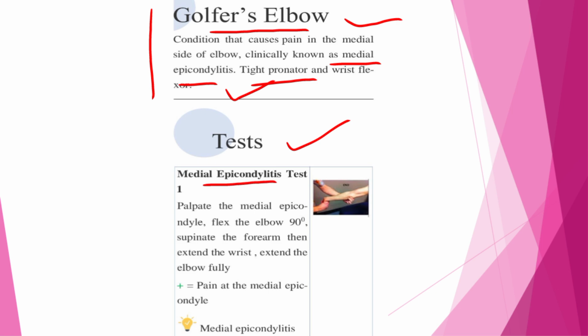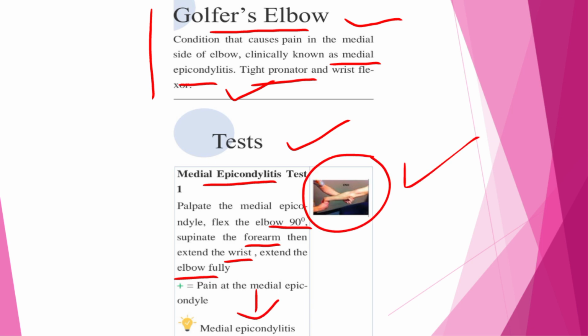In this test, palpate the medial epicondyle, flex the elbow to 90 degrees, supinate the forearm. Then extend the wrist, and extend the elbow fully. Pain at the medial epicondyle is the positive sign of medial epicondylitis. This is the picture for this test.